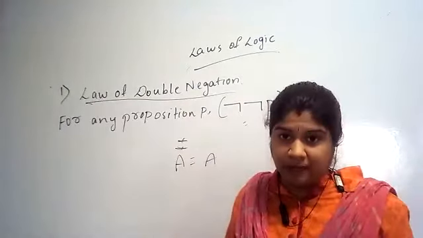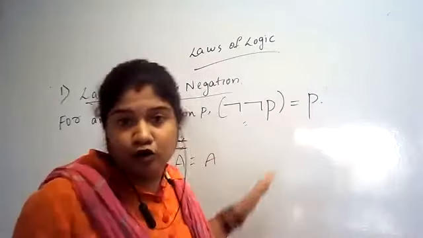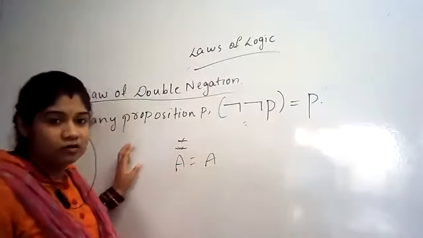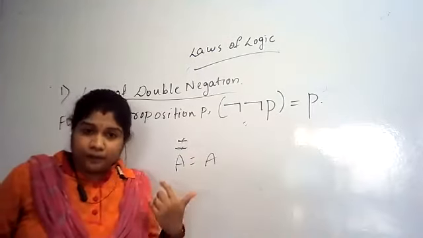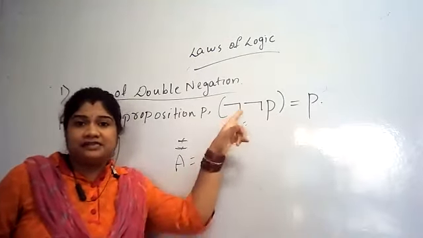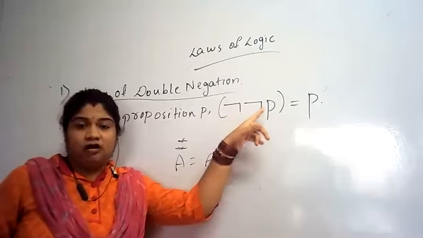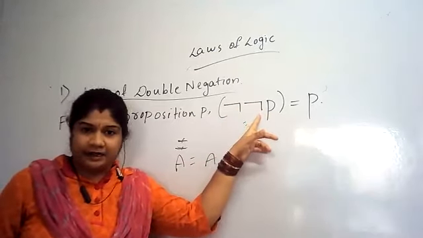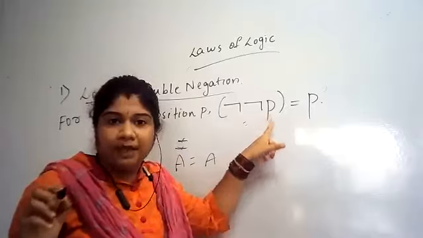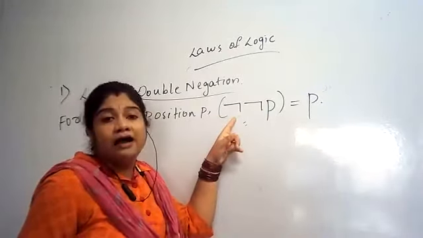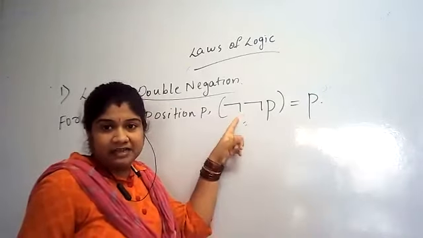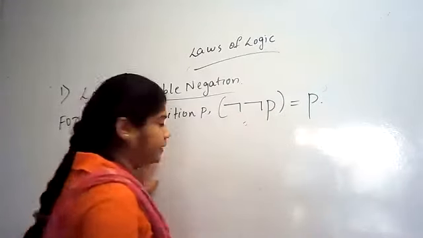Similarly, here also in our subject, consider any proposition P. They are telling us that the double negation of P, first we negate P, and then negate again, is equal to P. I'll show with one example. Negation of negation P is equal to P.